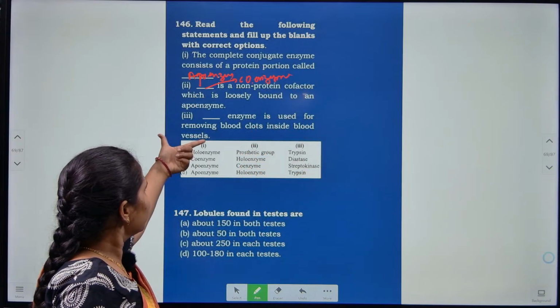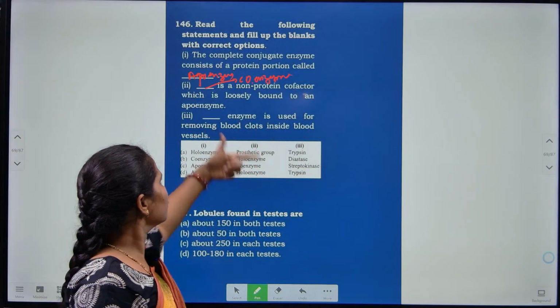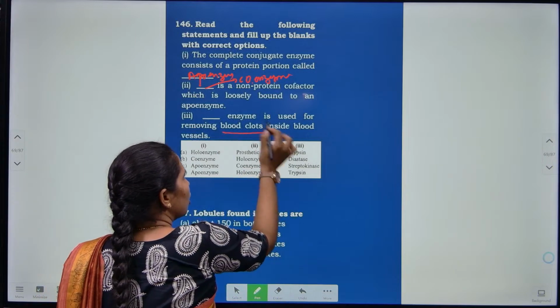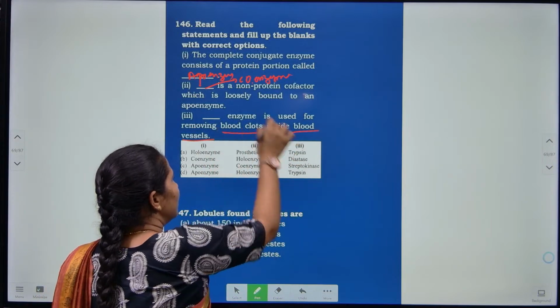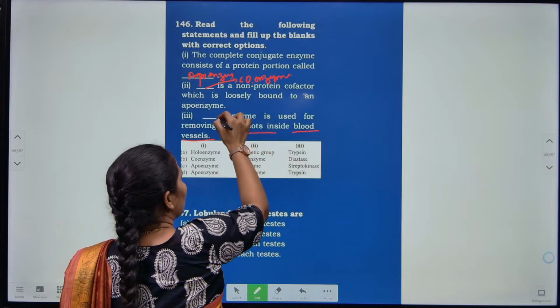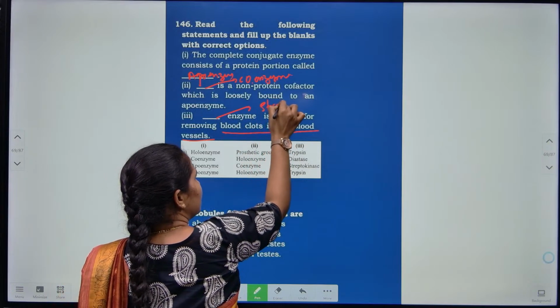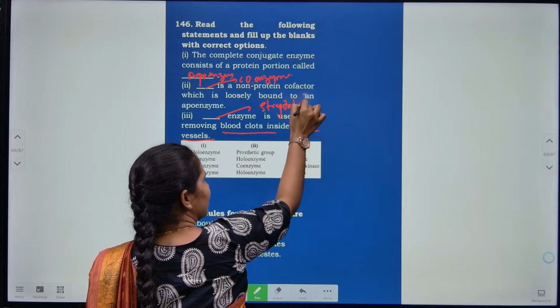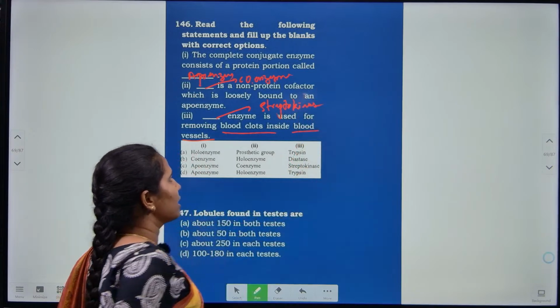Then the third one will be the enzyme used for removing the blood clots inside the blood vessels. It is nothing but streptokinase. The streptokinase enzyme will help.